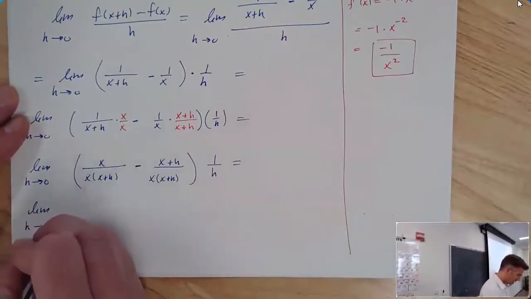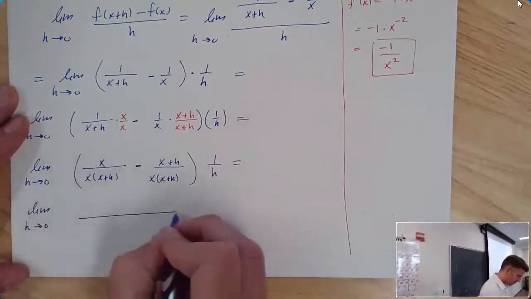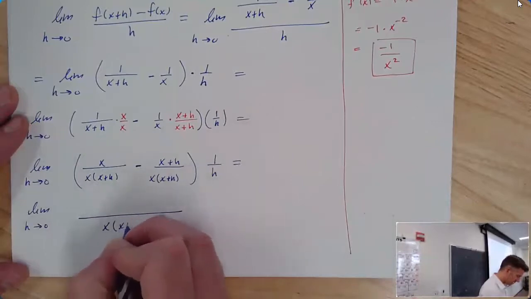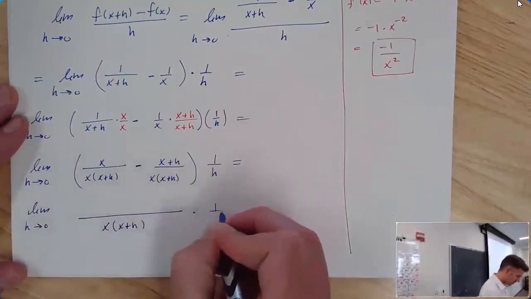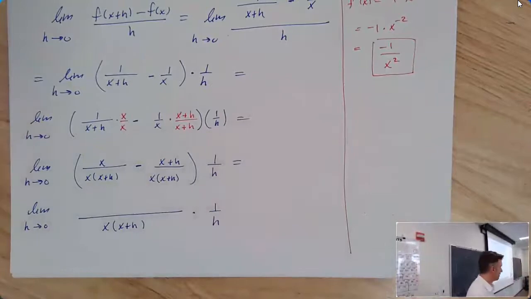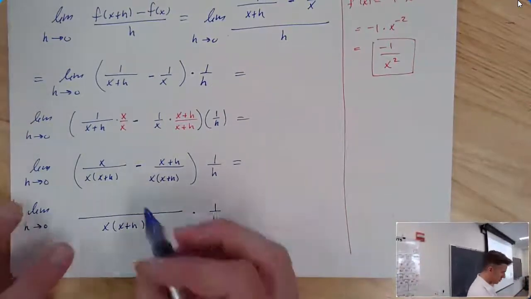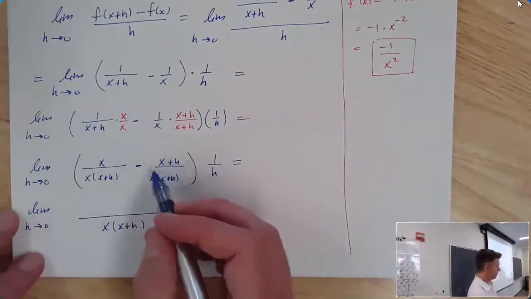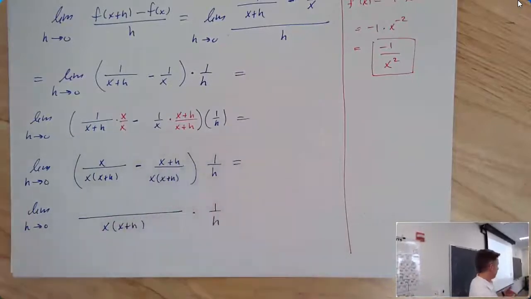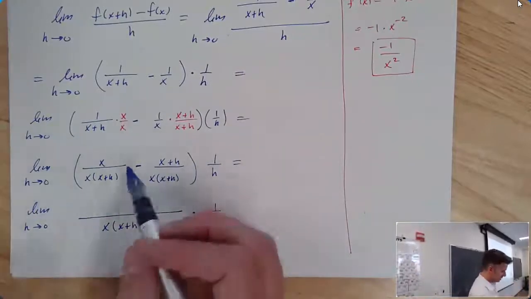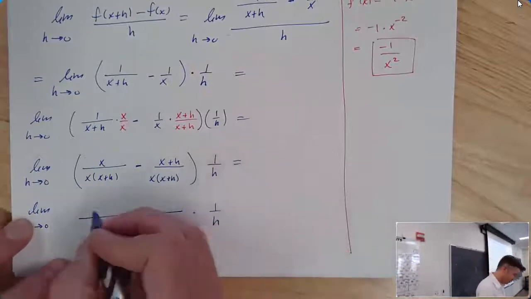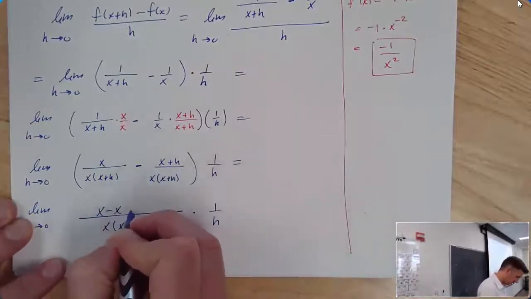The limit as h goes to 0 of something over x times x plus h, times 1 over h. And here's where you have to be a little bit extra careful. When you're subtracting a fraction, if the fraction has multiple pieces added together, you're subtracting each one of those pieces. In other words, this minus sign distributes. It's really going to be x minus x minus h.